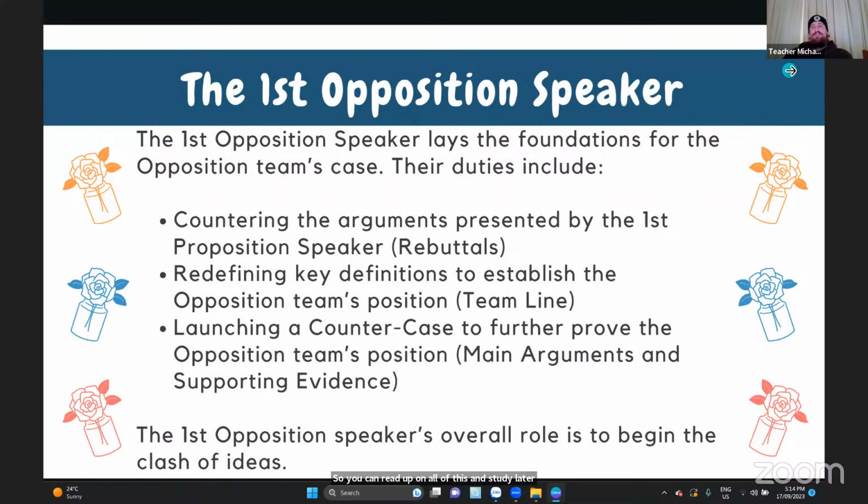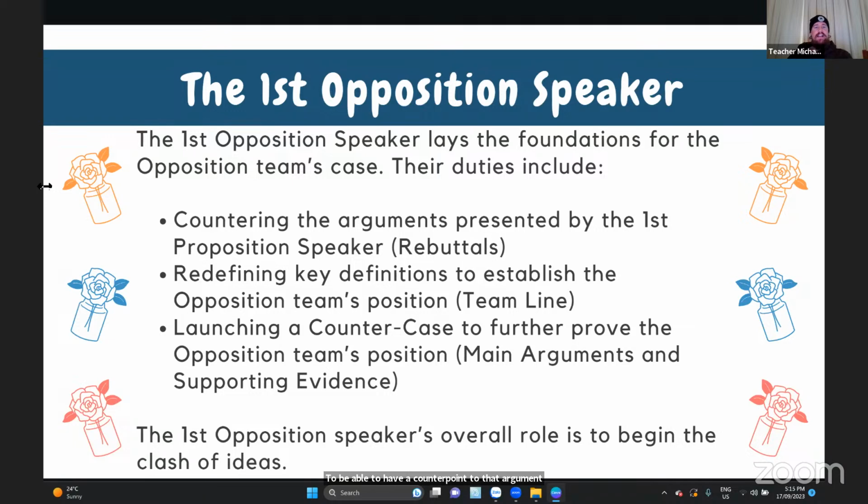Okay, so we move on to the first opposition speaker. The first opposition speaker lays the foundations for the opposition team's case. Their duties include countering the arguments presented by the first proposition speaker. That's also known as rebuttals, or I should say rebuttal is the proper title for that duty. Any arguments made by the first proposition speaker, it's up to the first opposition speaker to have a counterpoint to that argument.